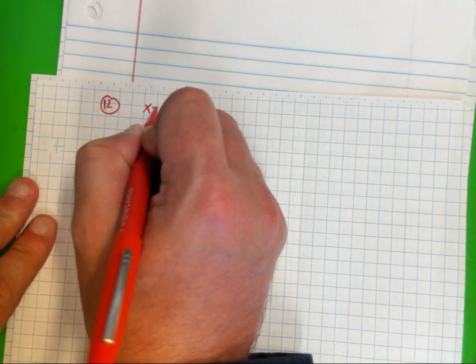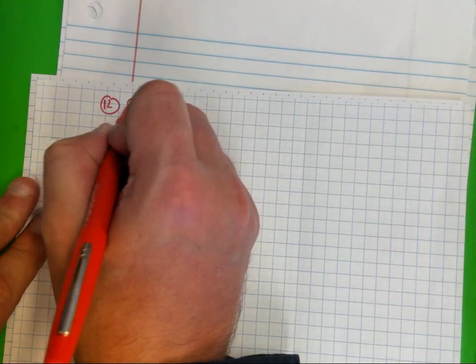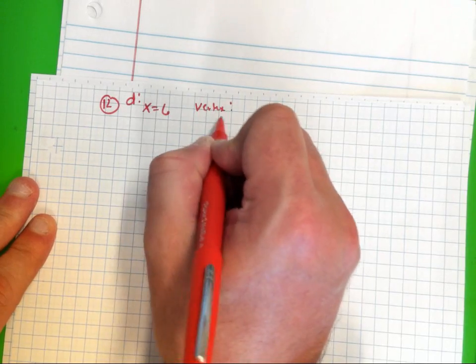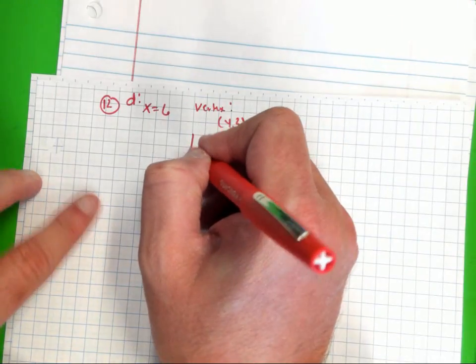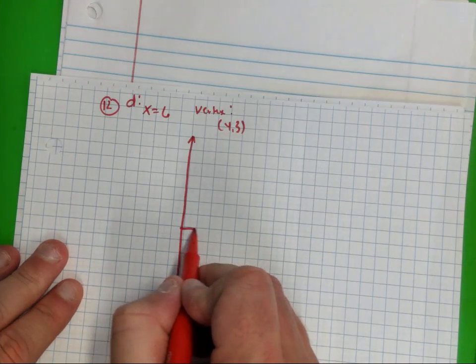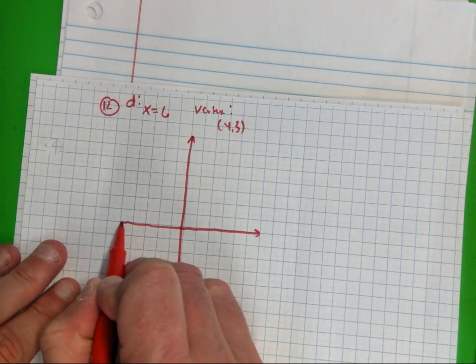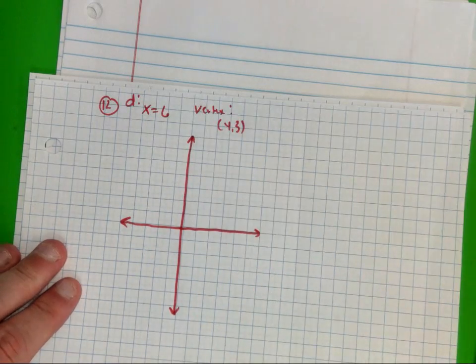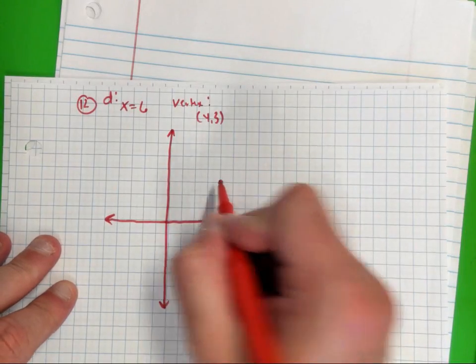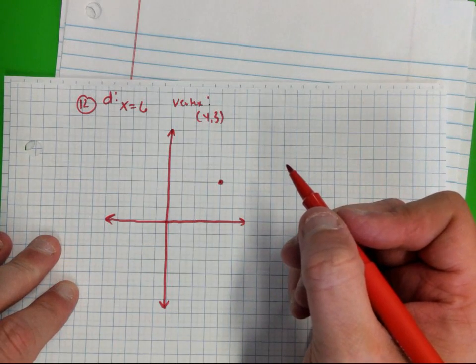You have a directrix of x equals 6. Your directrix is x equals 6, and the vertex is (4, 3). So let's graph this and see what we've got going on. Vertex of (4, 3): 1, 2, 3, 4, up 1. So there's your vertex. Your directrix is at x equals 6.